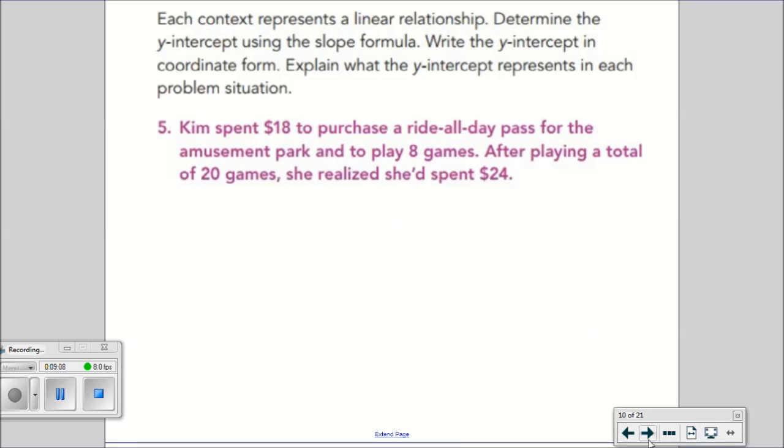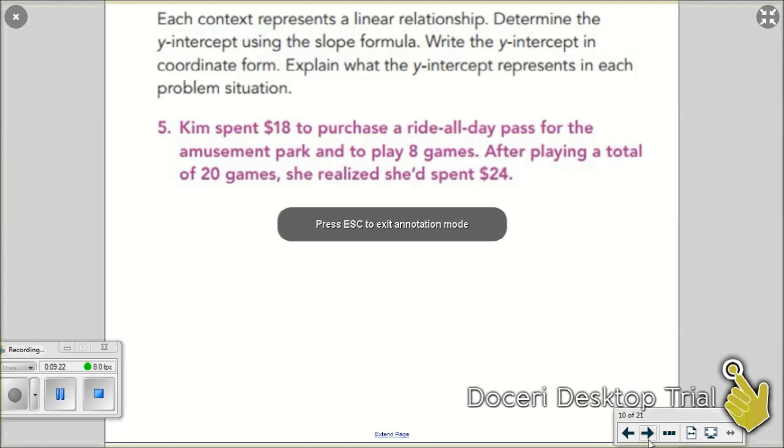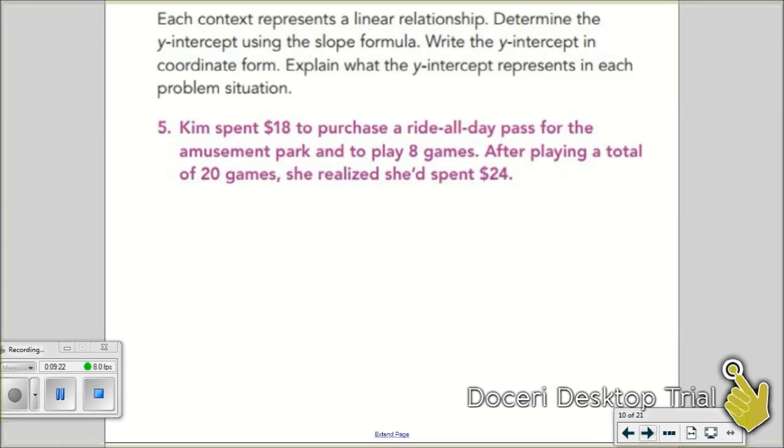Determine the y-intercept using the slope. Write the y-intercept in coordinate form. Explain what the y-intercept represents in each problem situation. So we're going to switch the directions just a smidge to fit what we've been doing. We've already talked about this once, but where it says write the y-intercept in coordinate form, what we're going to do at the end is write it in slope-intercept form. So those are the directions that I want, slope-intercept form.